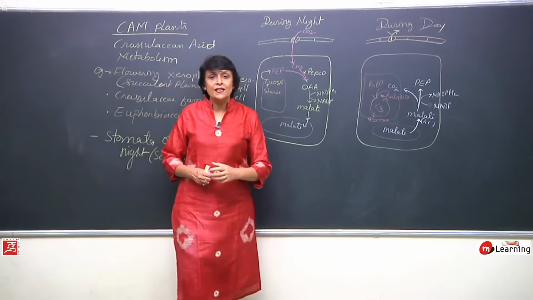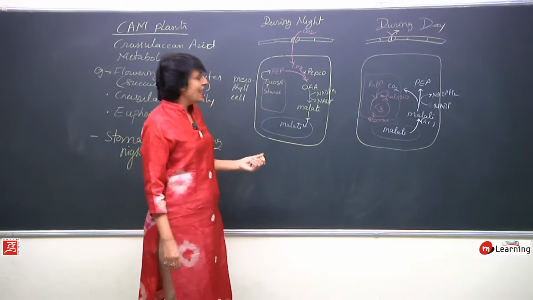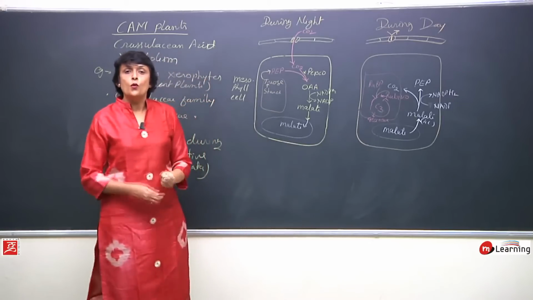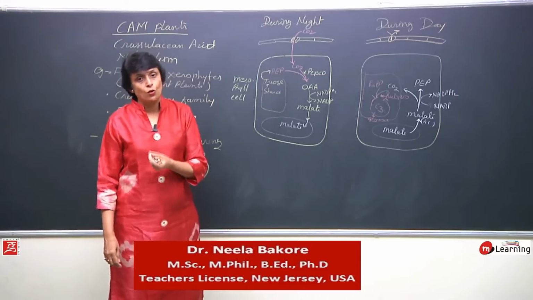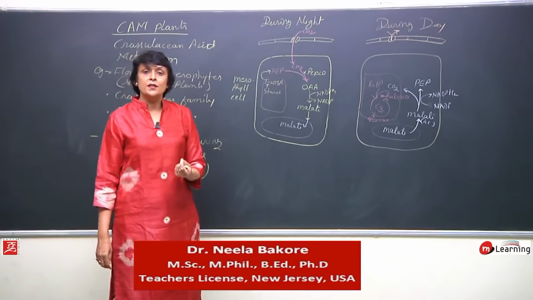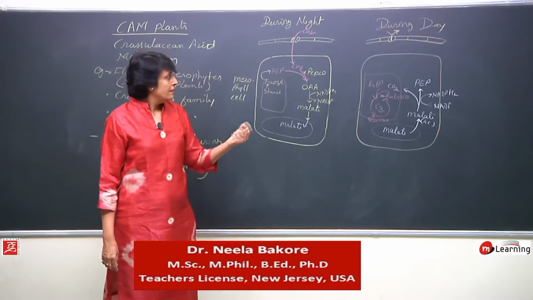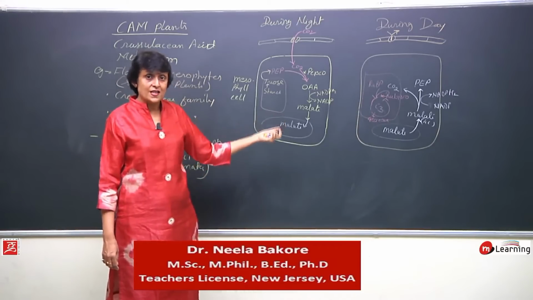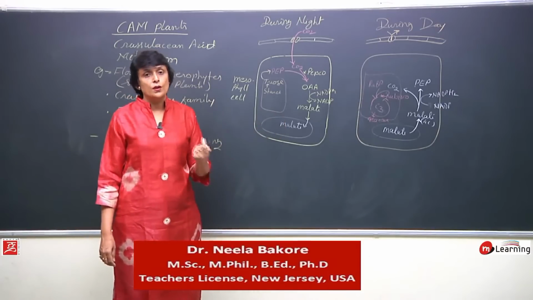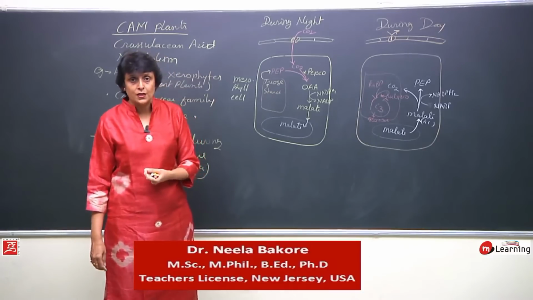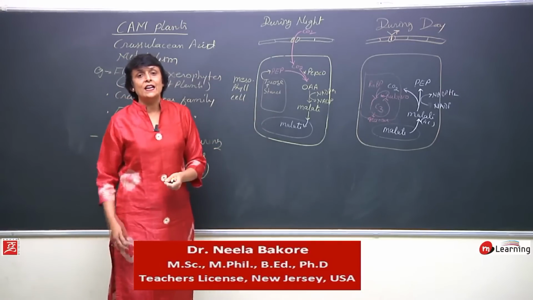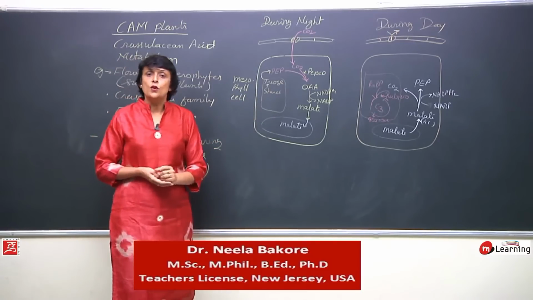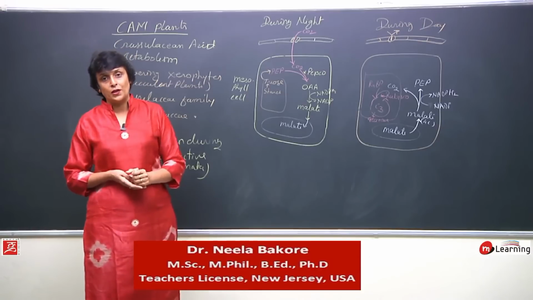So, C4 plants and CAM, they have adapted themselves to overcome the problem of photorespiration. C3 plants are normal, but whenever the temperature is higher, whenever oxygen concentration is higher, then Rubisco starts acting as oxygenase. These two categories, C4 and CAM, these plants, they have adapted themselves to avoid this photorespiration problem.